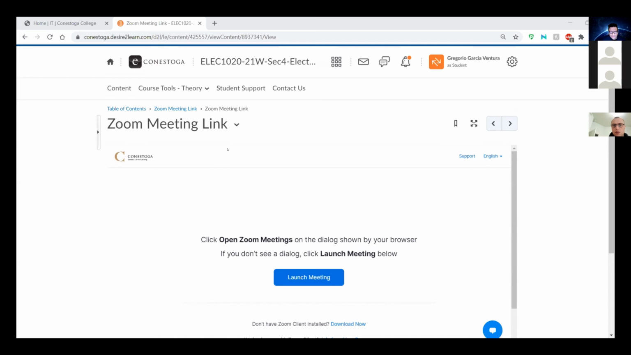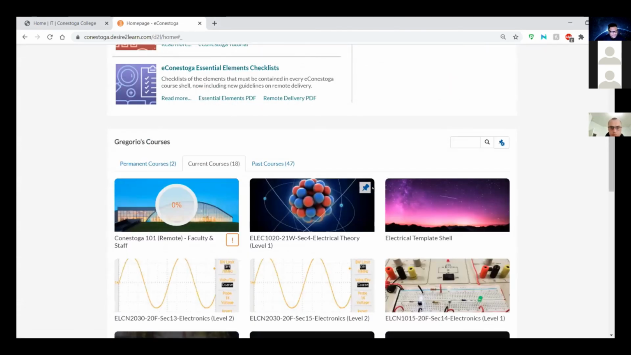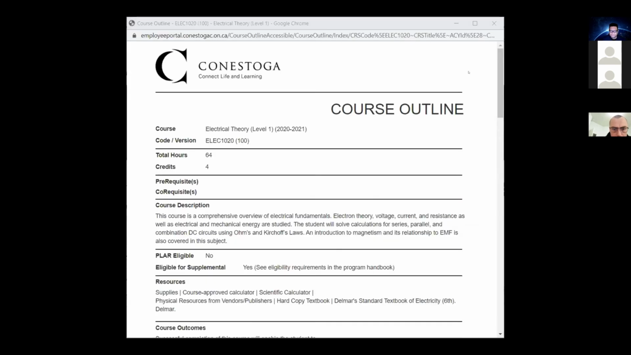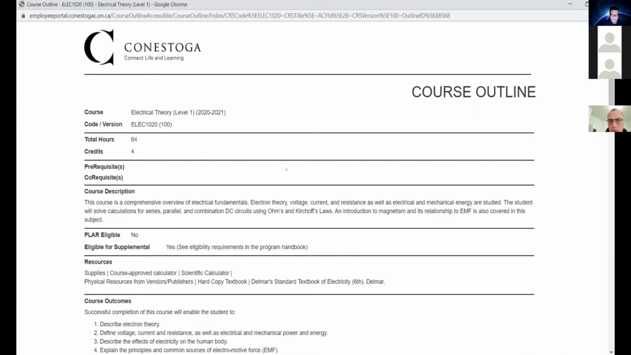Okay, so the first thing that I want to show you here is your course outline, because that's a very important aspect of knowing where you are supposed to be and what you are supposed to be learning. So right here, when we come to the course outline, hopefully you can see that. Okay, now you can see the course outline on the screen. I just want to touch on a couple of things before we move on.